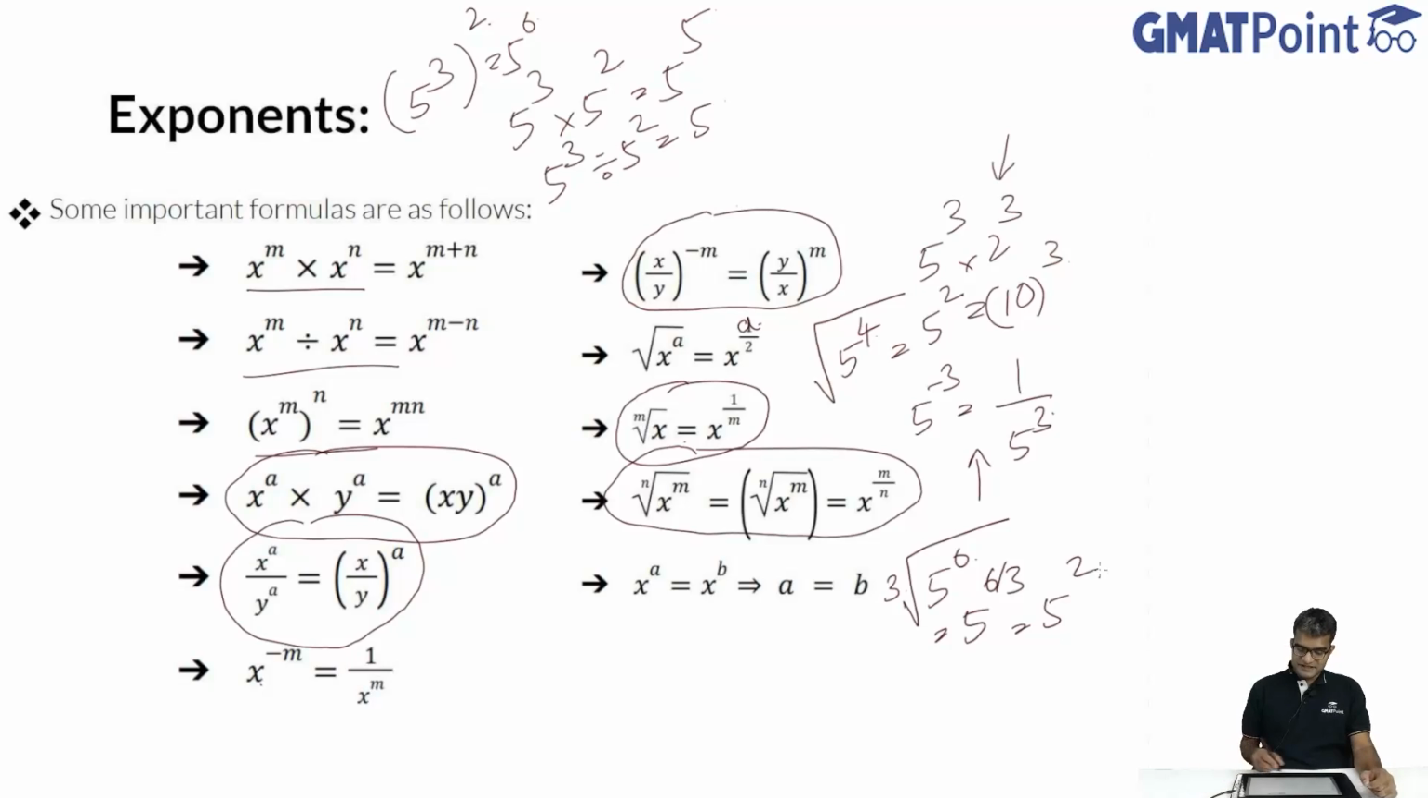Similarly, the last point is that if x to the power a is equal to x to the power b, it would imply that a is equal to b whenever x is not equal to 1. When x is not equal to 1, x to the power a is equal to x to the power b would imply that a is equal to b. Let us look at the next question.